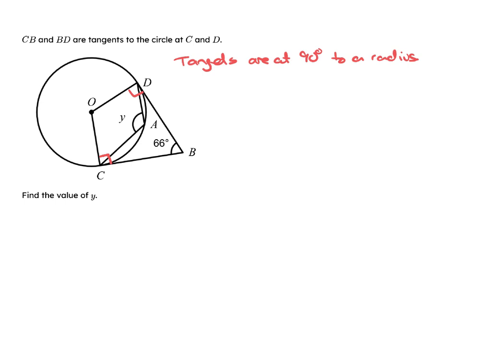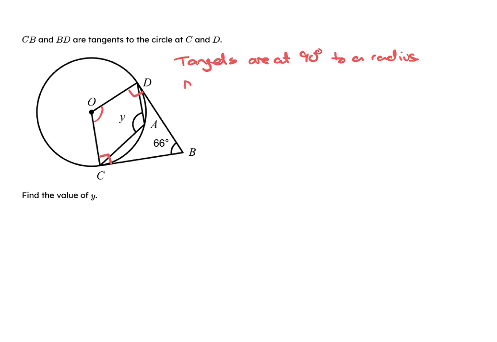Now, here's the thing that many people don't spot. What shape have we got here? What is ODBC? That is a quadrilateral. It's not a cyclic quadrilateral because it goes outside of the circle, but it's still a quadrilateral. And what do we know about that quadrilateral? Well, I know three angles. I know 66, 90, and 90, and all quadrilaterals add up to 360. So therefore, I know what this angle is here.